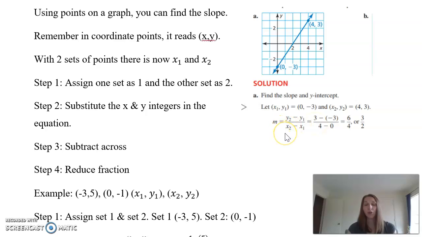And then we have x2. Which one is x2? The same one where the y2 is. x2 is 4. So we would write in 4 minus, what is x1? 0. That is where 0 comes from.